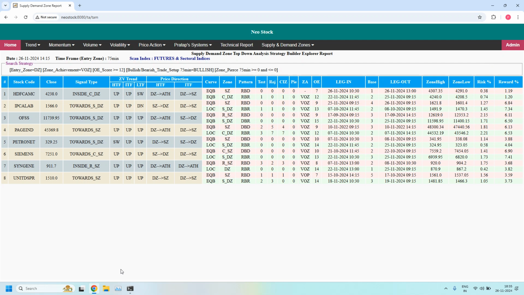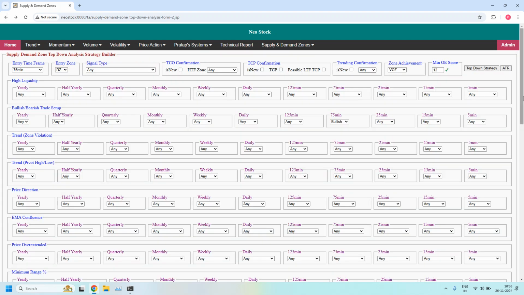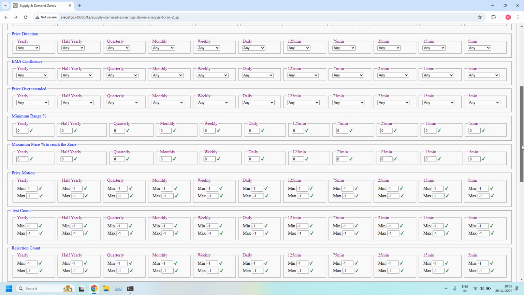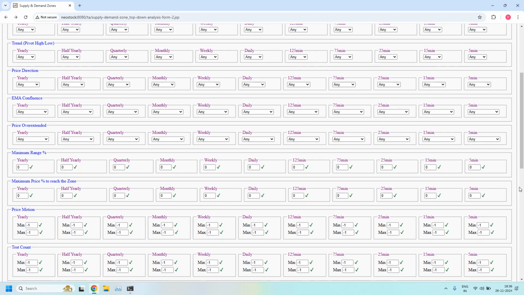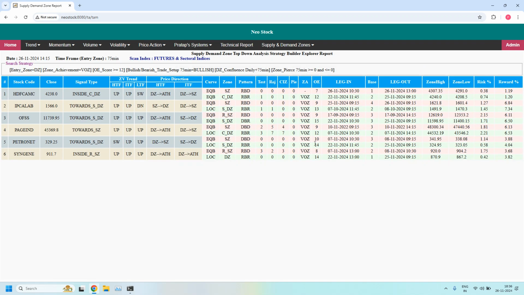These 8 stocks are supporting bullish trade setup for weekly income trade. Entry time frame 75 minutes demand zones. Out of these 8 75 minutes demand zones, some high probability setup supported stocks might be available. Let's filter based on the zone confluence. First filter is LTF and ITF demand zone confluence. LTF is 75 and ITF is daily. So 75 minutes demand zone with daily demand zone confluence filter enabled. With this filter, we got 6 stocks.